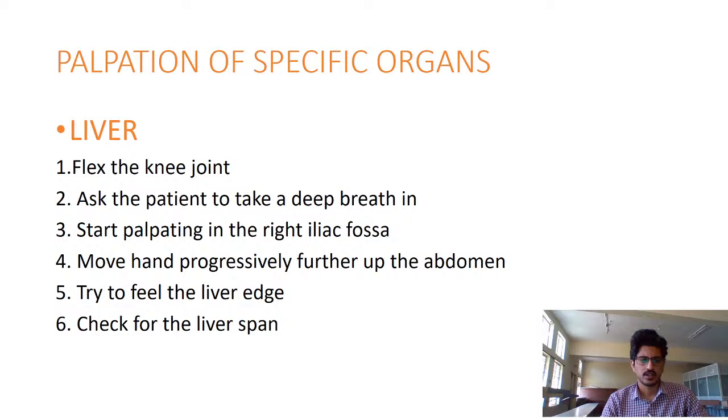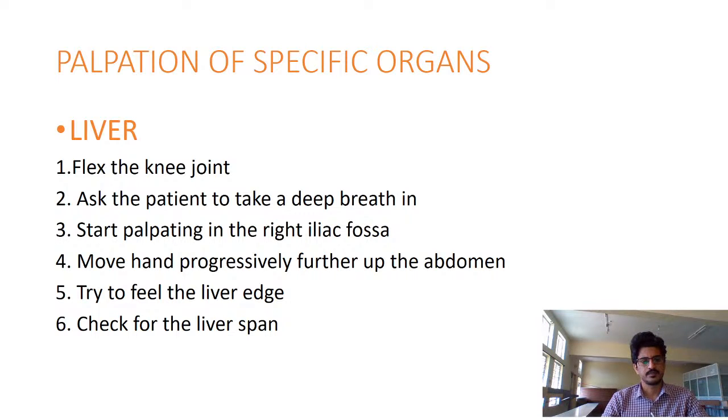So, palpation of specific organs. Coming back to deep palpation, whether you do the conventional method or the dipping method, in deep palpation you have to see for any organ enlargement. In case of liver, or in abdominal examination generally, the patient should be in supine position with knee joints flexed. Ask the patient to take deep breaths. Start palpating in the right iliac fossa. Move hands progressively further up the abdomen and try to feel the liver edge.